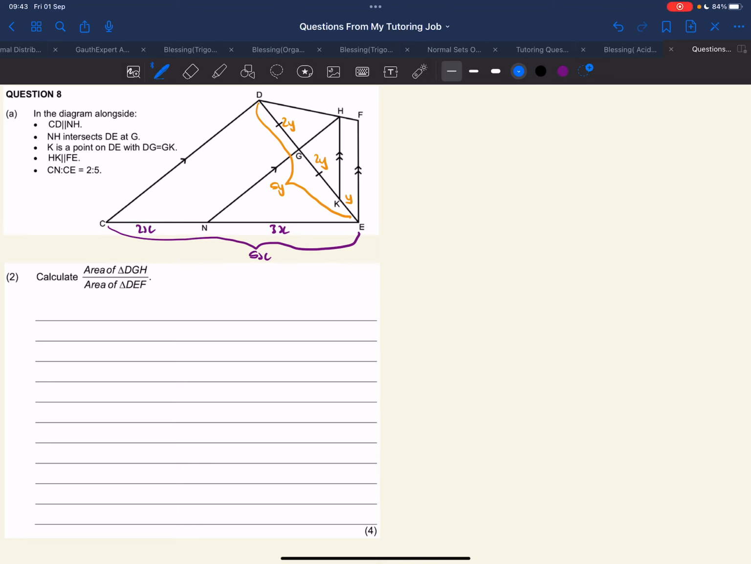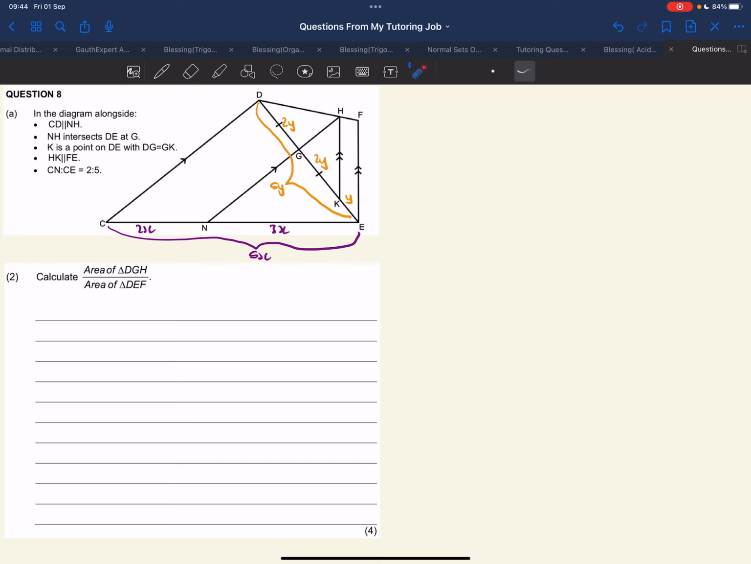Okay, right now in question 2, they say calculate the area of triangle DGH over the area of triangle DEF. So the triangles that we are working with are triangle DGH and triangle DEF. Can you see that those triangles actually have a common angle, which is going to be angle D?